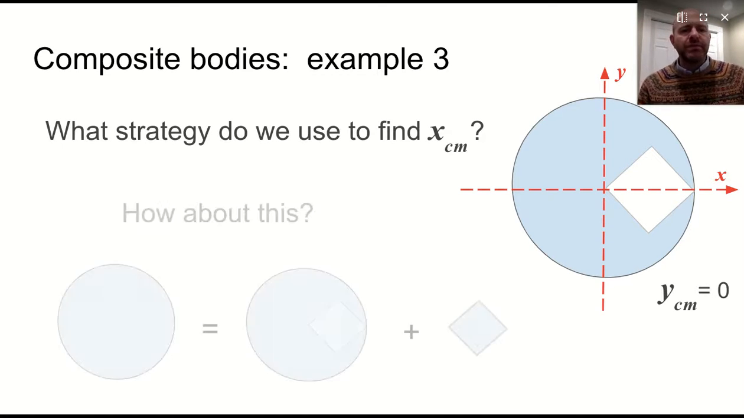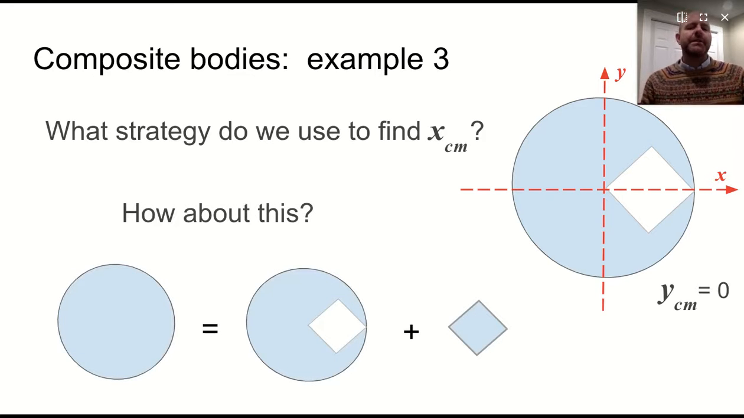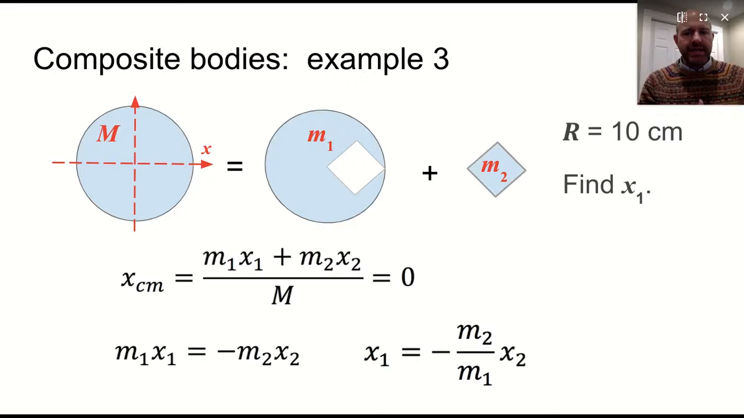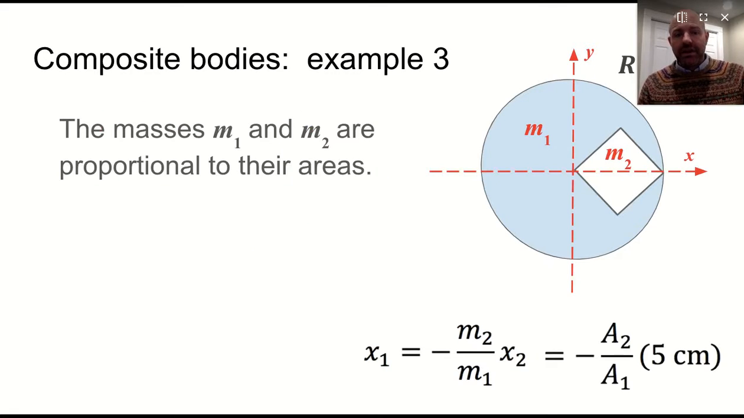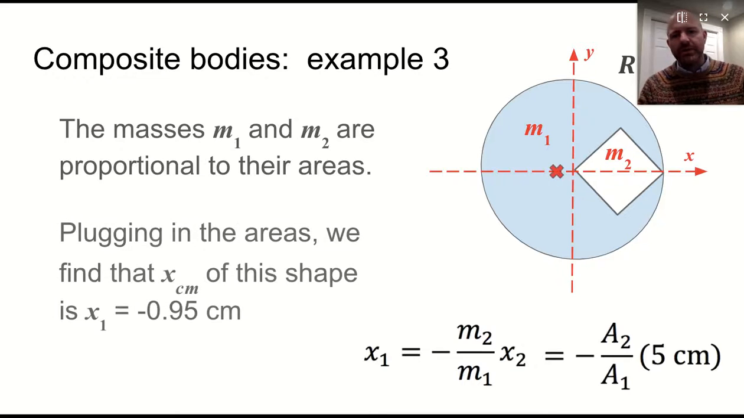So what can we do to find the x center of mass? Well, let's think about it this way. The whole circle is equal to the circle with the cutout plus the cutout. So we could reverse that and say, where's the center of mass of the whole thing? Where's the center of mass of the cutout? And then subtract them from each other. Then we can find those pieces. We could do a little ratio here if we wanted to, and we find that the center of mass is at about negative 0.95 centimeters.